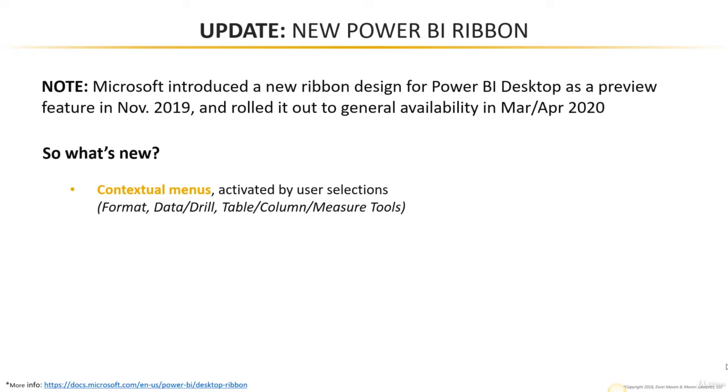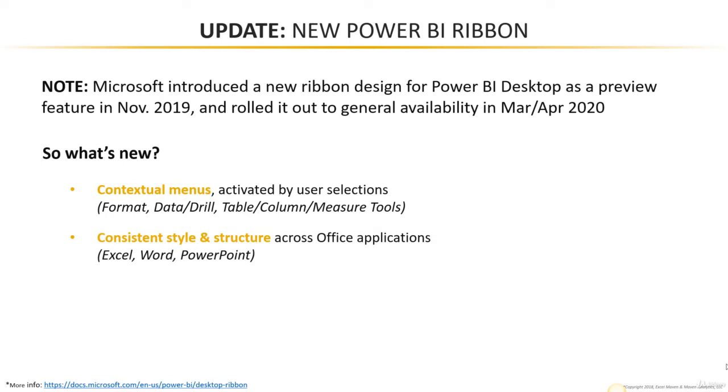And contextual menus are menus that only appear or get activated by specific user selections. So, by selecting a visual, you'll access menus like the formatting menu or the data drill menu. By selecting items in your field list, you'll see table specific tools, column tools, or measure tools. And this is great because it helps us organize those different specific categories of tools and only expose them when they're relevant or necessary.